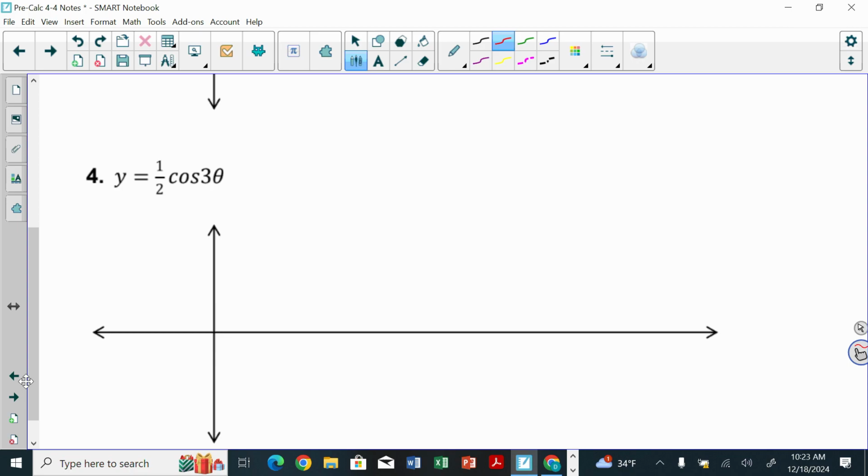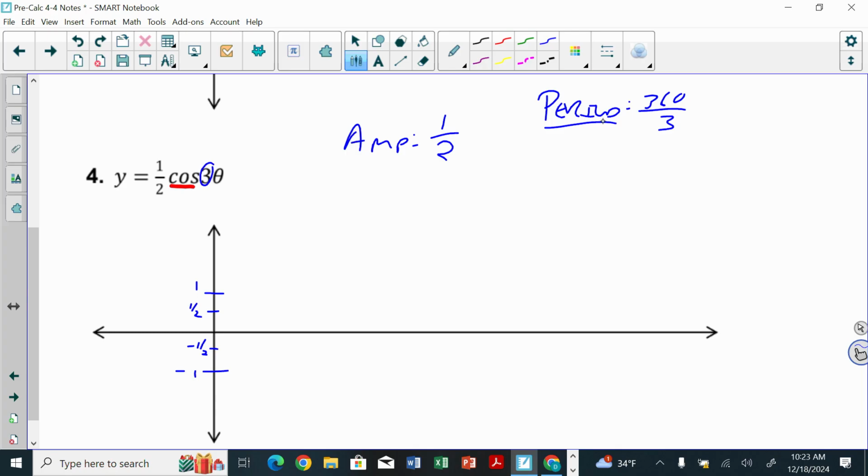In this case, a cosine graph. Our amplitude is 1/2. It's positive, so it's going to go the same way as the parent function. If here's 1 and here's -1, here's my 1/2 and here's my -1/2. That's how high and low the curve is going to go. And my period here is going to be 360 divided by 3 because of that 3. So every 120 degrees, or 2 pi over 3.